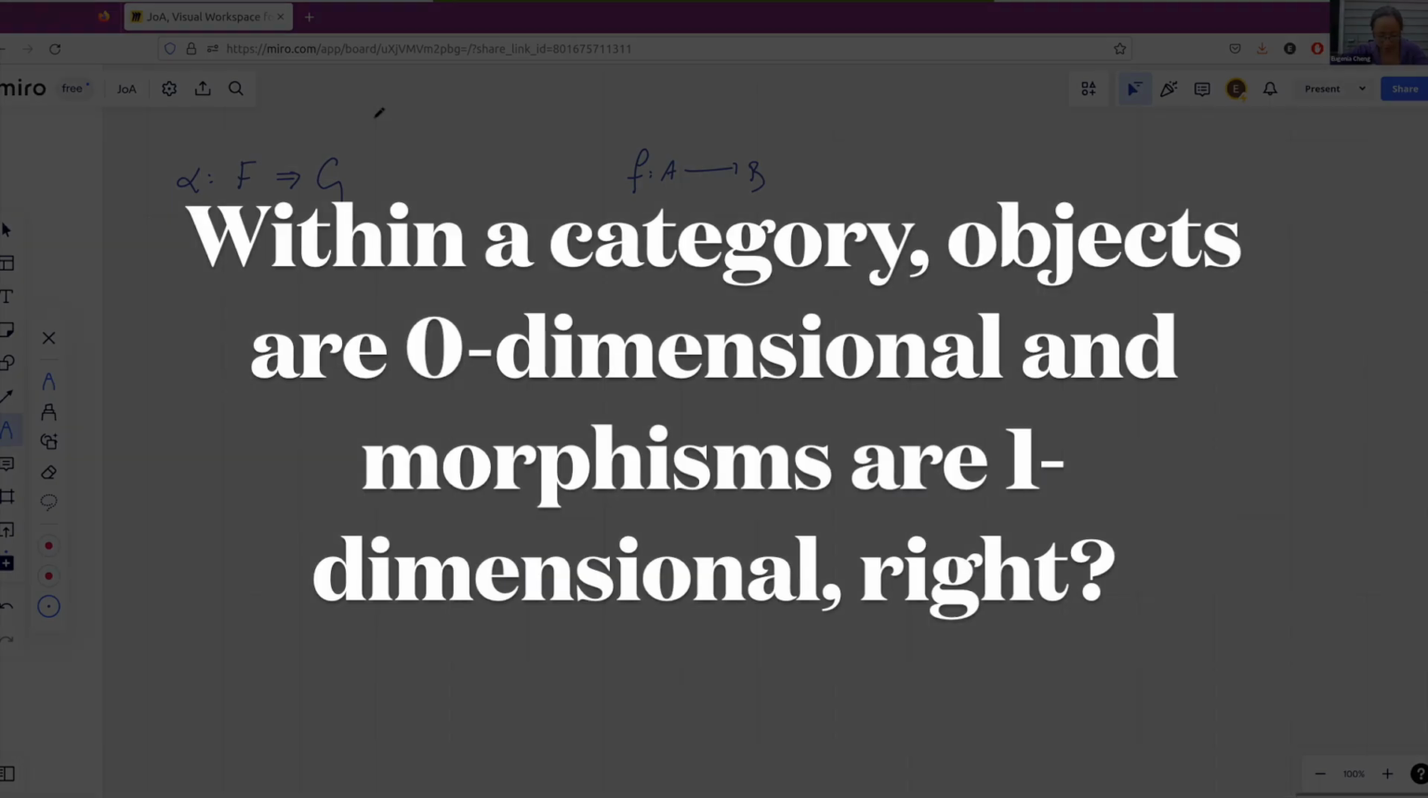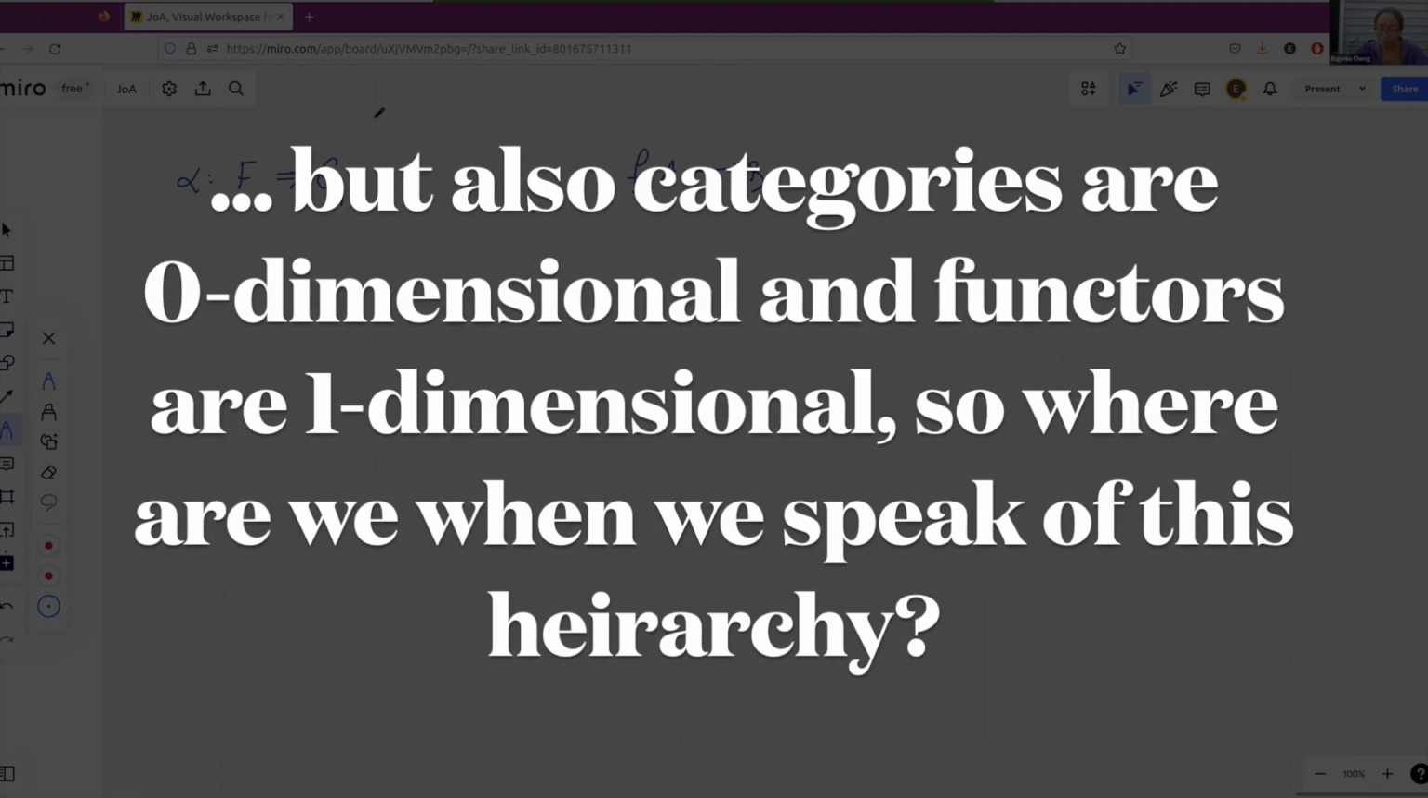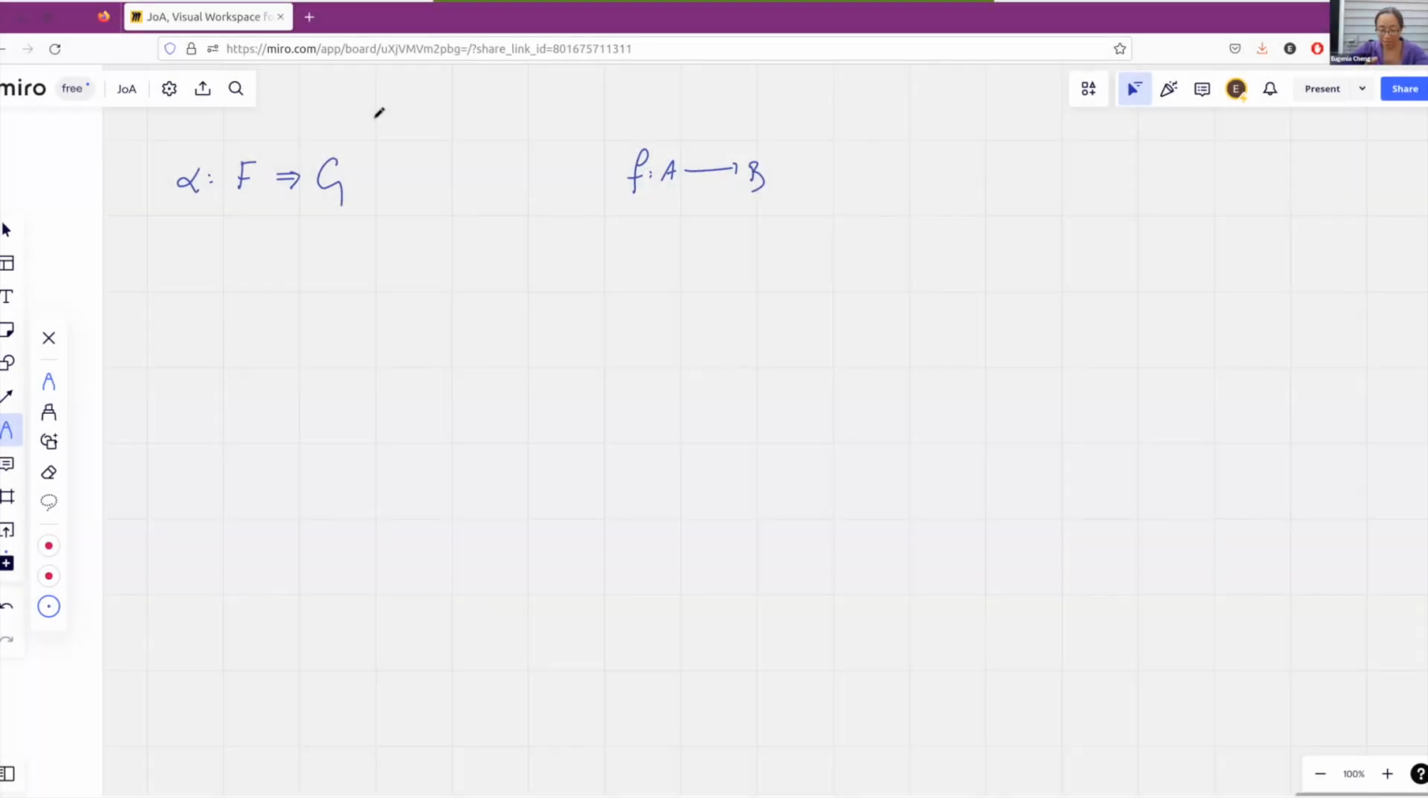Within a category, objects are zero-dimensional and morphisms are one-dimensional, right? Yes, but then when we zoom out, categories are zero-dimensional and functors are one-dimensional, but where are we when we're speaking of this hierarchy? Is it in a category of categories? Yes. And so the point is that in a category of categories, the categories become the objects of that category.